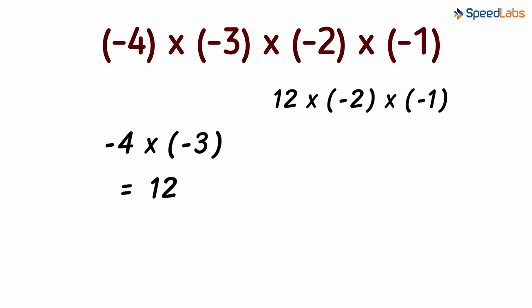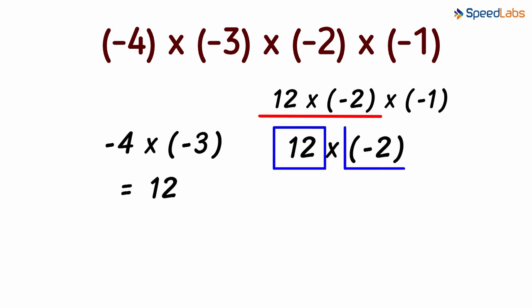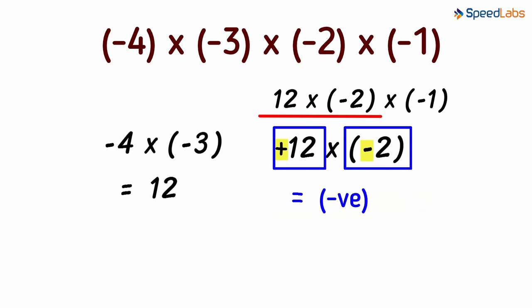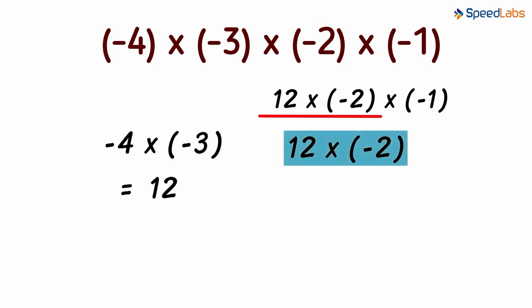Now can you tell me what will be the next step? Yes, we will multiply 12 and -2. That is, we are multiplying a positive integer with a negative integer this time. Will their product be positive or negative? As the sign of two integers is not the same, their product will be negative. We get the product of 12 and -2 as -24.